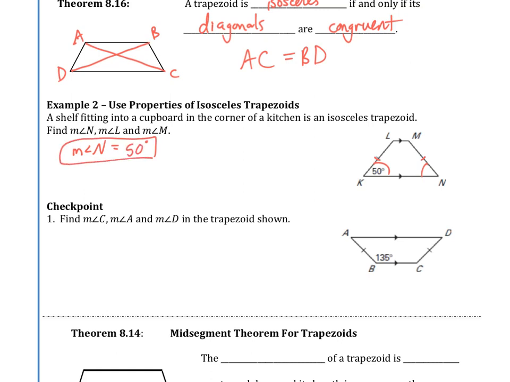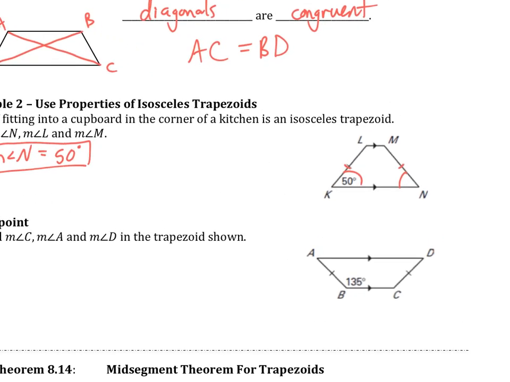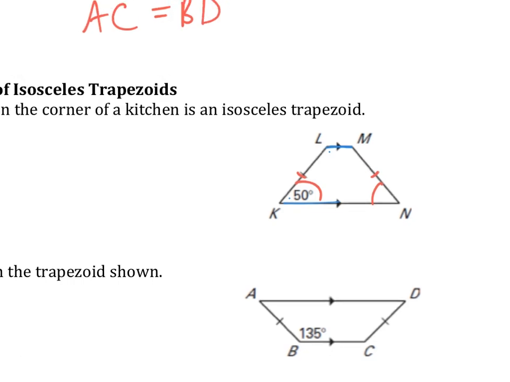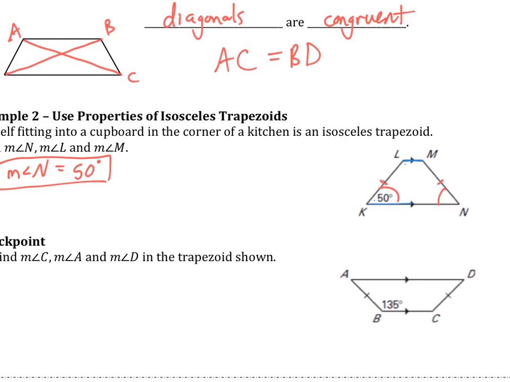Okay, and the reason is the base angles must be congruent. Next we have to find out one of the other angles. If I zoom in, we have parallel lines, and these angles here, angle L and angle K, are consecutive angles or same side interior angles. So those are supplementary. That means angle L plus 50 degrees is equal to 180.